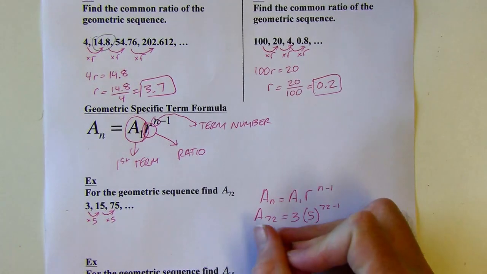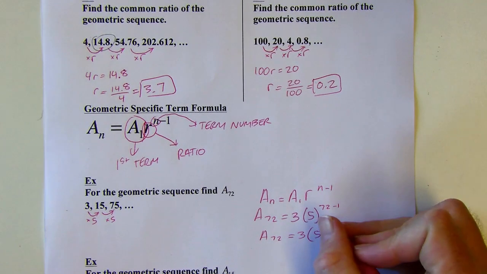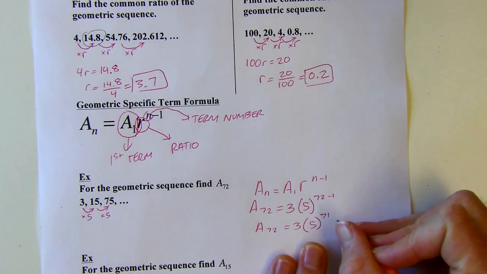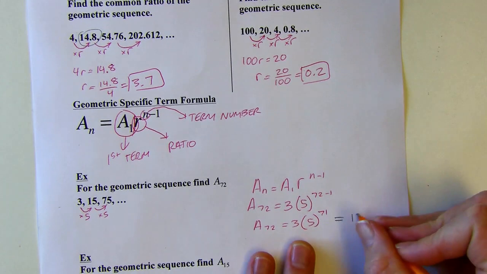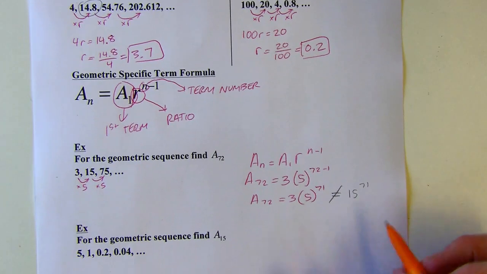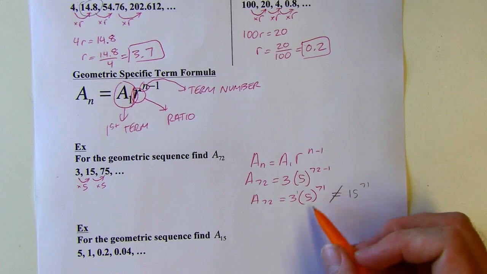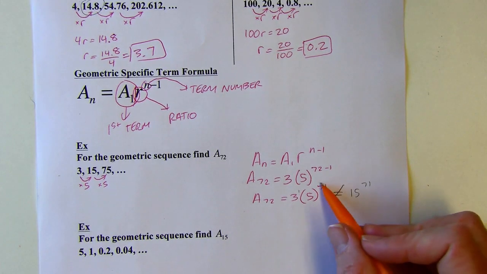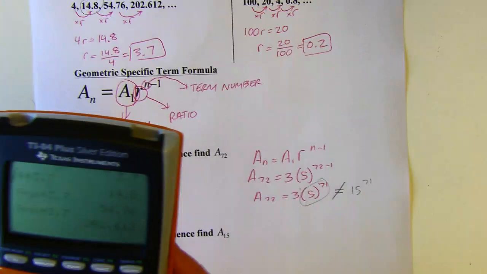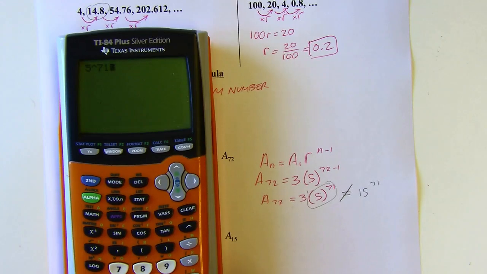So simplifying this, the first thing I want to do is simplify the exponent. The common mistake that gets made here is that people will say this is going to be 15 to the 71st. Well, no, it's not. This is incorrect. That is the common mistake, because this is really 3 to the 1st times 5 to the 71st. So I have to simplify 5 to the 71st, then multiply by 3. I don't know what 5 to the 71st is, but my calculator does. So let's put that in. 5 to the 71st gives me that.